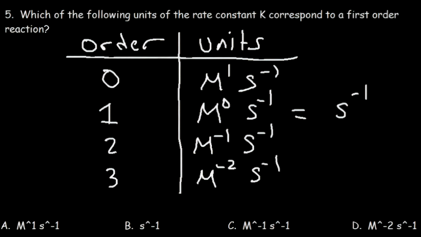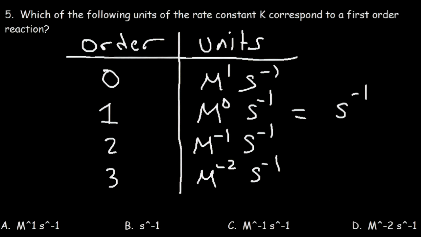Do you see a pattern here? Notice that as the order increases, the exponent for M decreases by 1. However, for time, it doesn't change. It's always going to be to the negative 1 power. But keep in mind, it doesn't have to be s. It could be minutes, it can be hours, it can be days, it can be years, but it's always time raised to the negative 1.